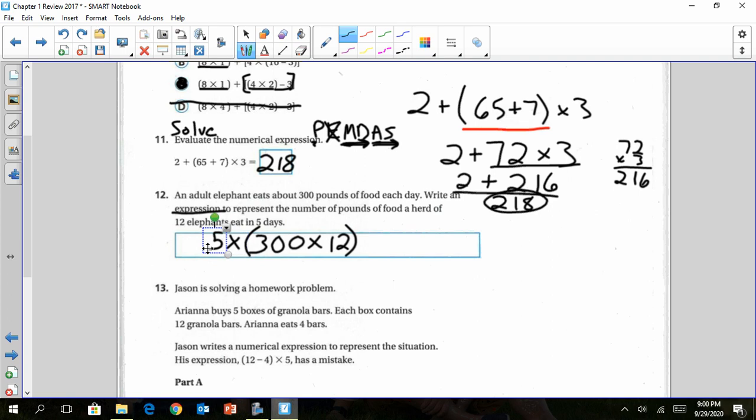Now, you can put the multiplication times 5 either at the beginning here, multiply this expression 300 times 12 by 5 here, or you can also multiply by 5 afterwards. Either way, you're still going to solve the 300 times 12 first, and then you're going to multiply it by 5 because you're going to have that over 5 days. So either expression would work. Tomorrow on your test, that's going to be a drop-down box, where you will have to choose the correct expression. You won't have to create it yourself, but you will have to then choose which one matches that story problem.